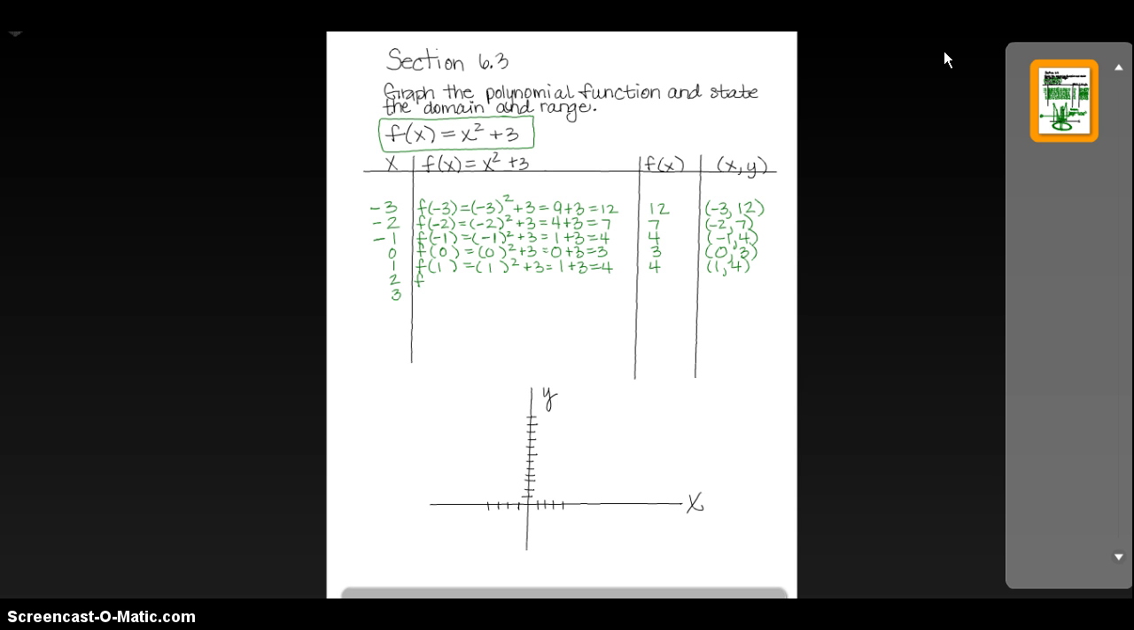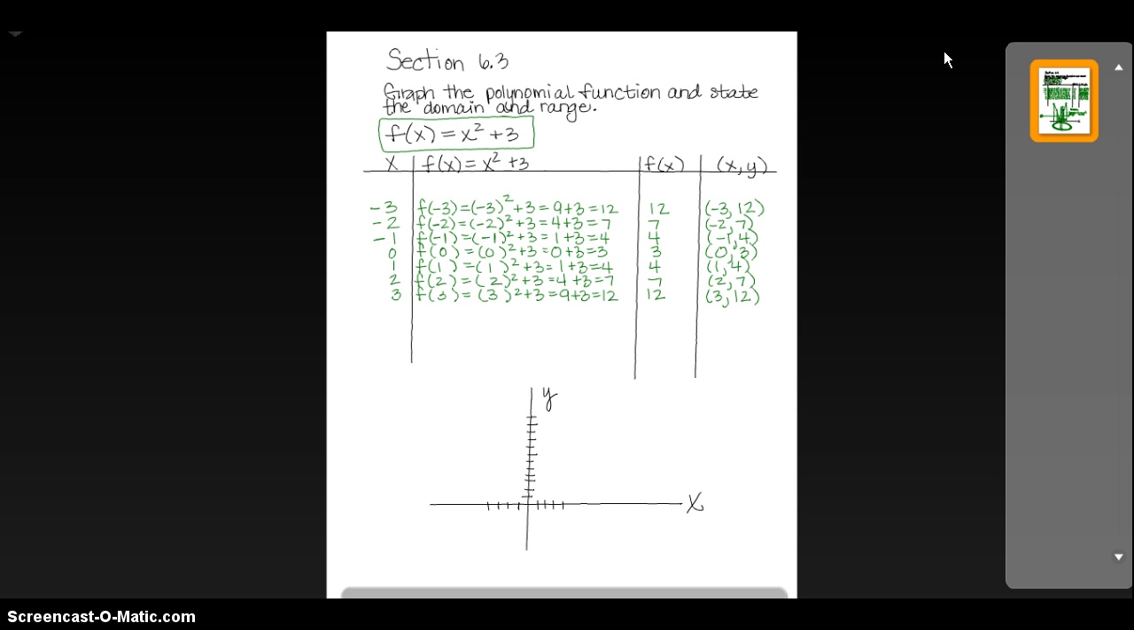All right, let's do f of 2. So 2 squared is 4, and 4 plus 3 is 7. So that's the ordered pair 2, 7. And then the last one, f of 3. So 3 squared is my +9, and then plus 3 is 12. So this is 3, 12.